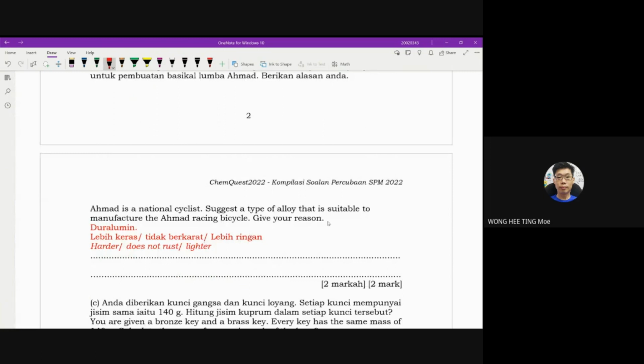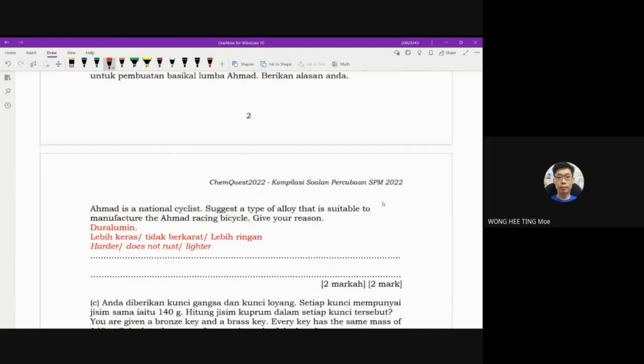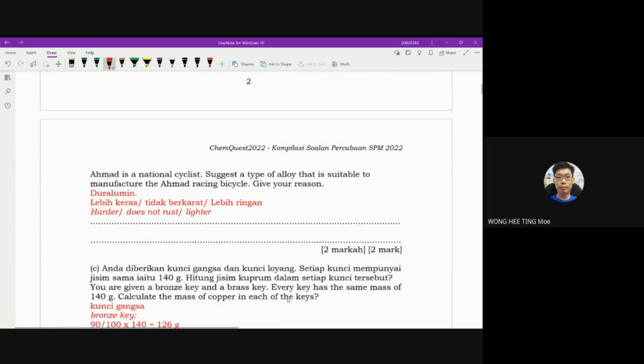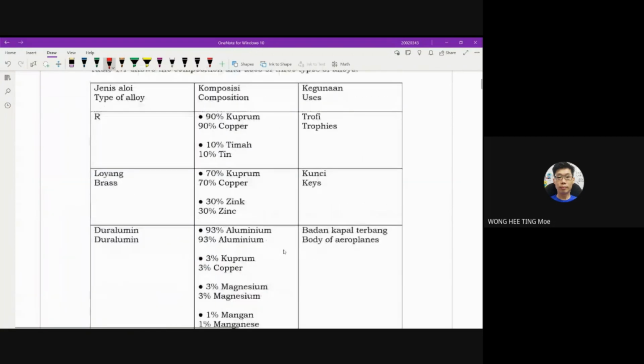So you are given a bronze key and a brass key. Every key has the same mass of 140 gram. Calculate the mass of the copper in each key. You can calculate this now. The total is 140 gram. So for the mass of the copper, you go to see the bronze. Bronze here you see 90, 10. So we can directly convert it. If it has 100 gram, copper is 90 gram.